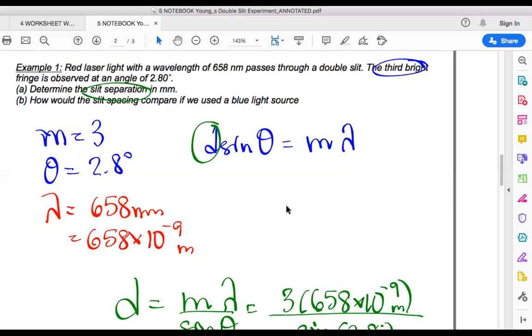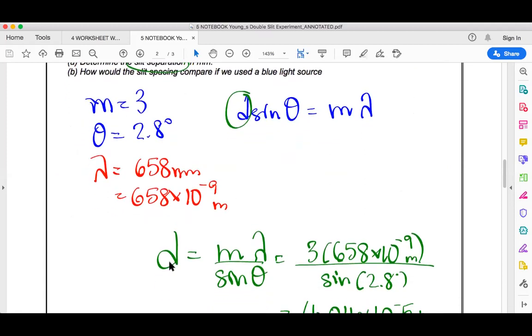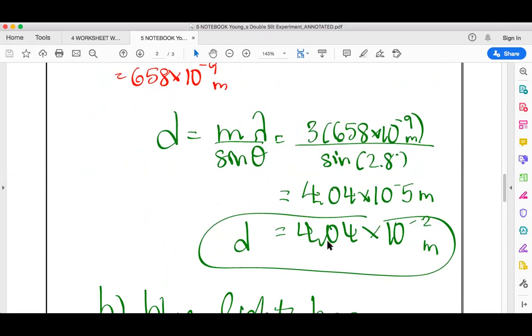So setting up our problem, we have m, we have theta, we have lambda, and we are calculating small d. So this is the equation that connects all those things together, and we rearrange to solve for d, and we'd get 4.04 times 10 to the minus 2 meters. Oh, sorry, 4.04 times 10 to the minus 5 meters, which is 4.04 times 10 to the minus 2 millimeters.